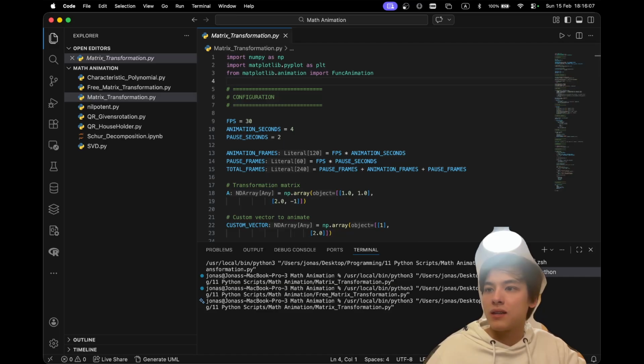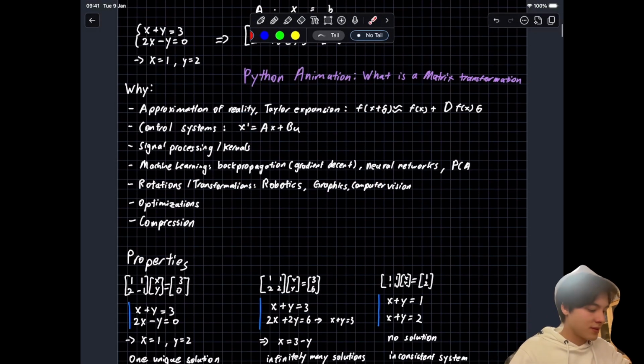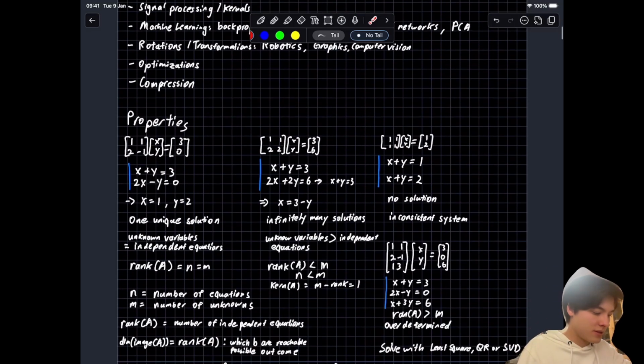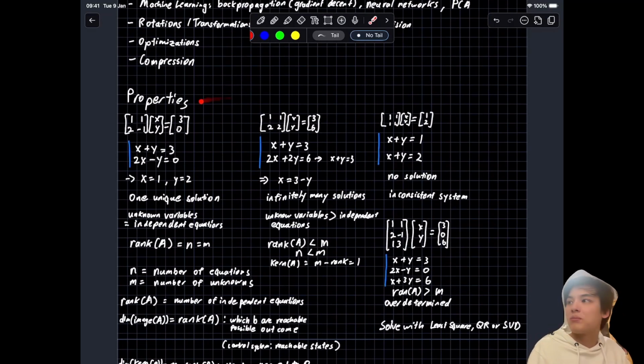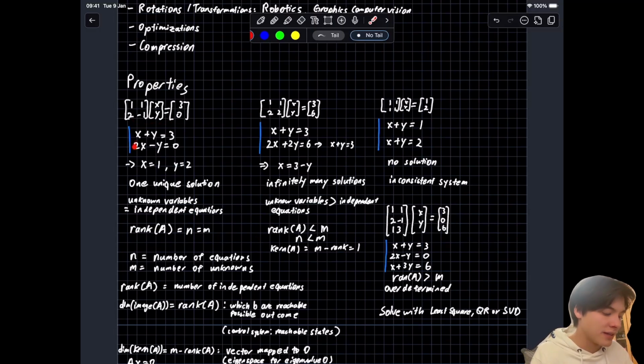Let's go back. So yeah, we saw this. Some different properties of matrices. We have different linear systems. For this one, we saw we would have one unique solution, which is x equals 1, y equals 2.